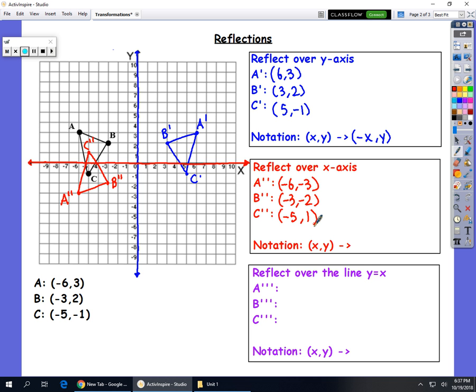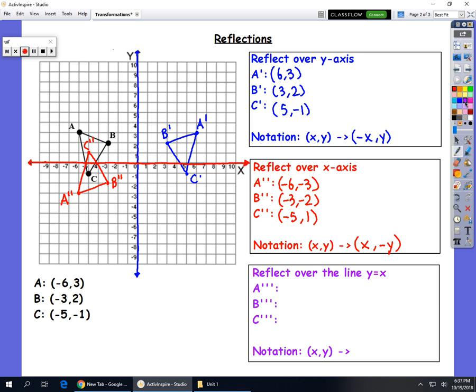So let's compare our new points with the originals. Let's use the vocabulary, the pre-image points with the image points. Well, this time the x values did not change. The y values did. Positive 3 changed to negative 3. Positive 2 changed to negative 2. And negative 1 changed to positive 1. So again, there is a sign change. So for my coordinate notation, x stayed the same, y has changed to negative. Because think about it. All your y values which are above went below. All the ones that are below went above.